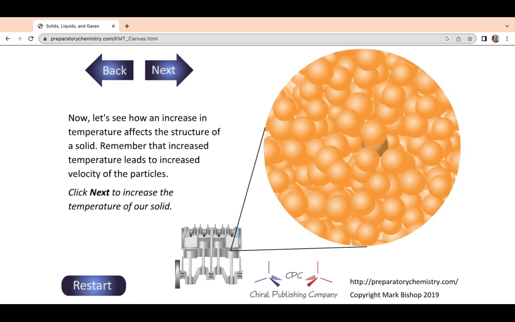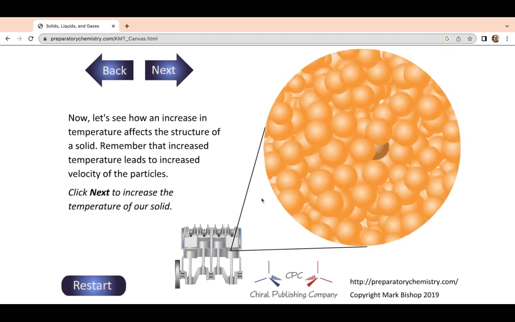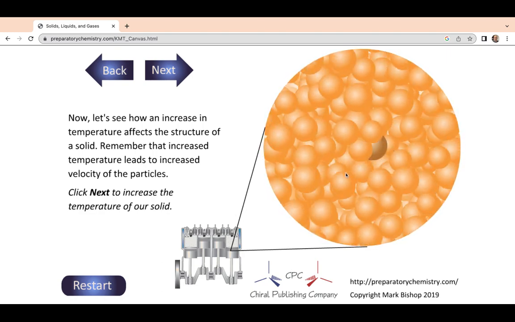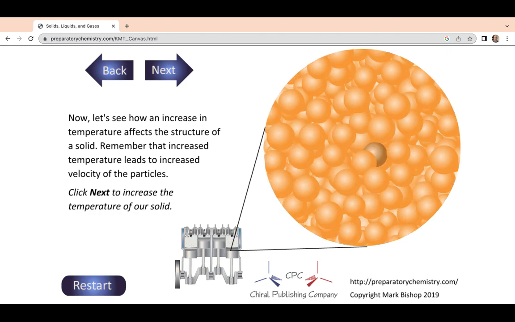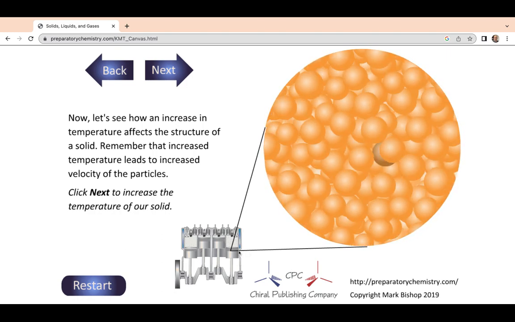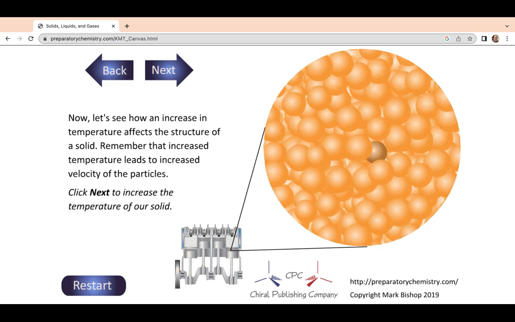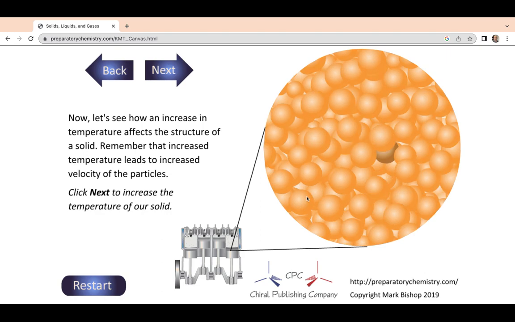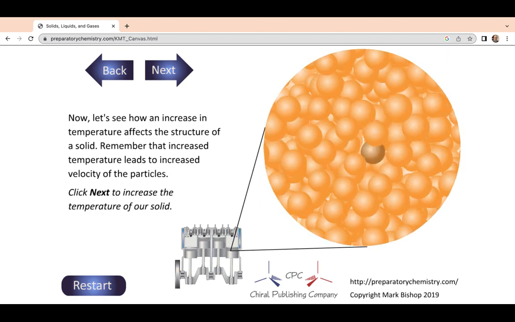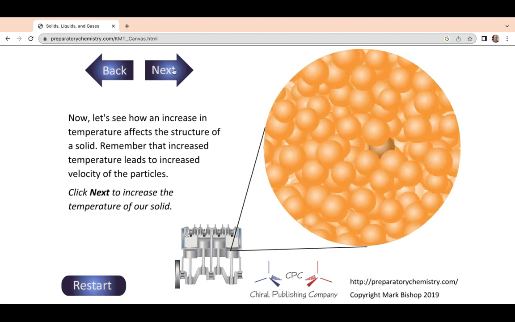So if you get an increase in temperature, this is going to affect the structure of the solids. Remember that increased temperature leads to an increase in the velocity of the particles. So as the piston is moving up and down, it's causing friction. Friction is causing heat to be produced.